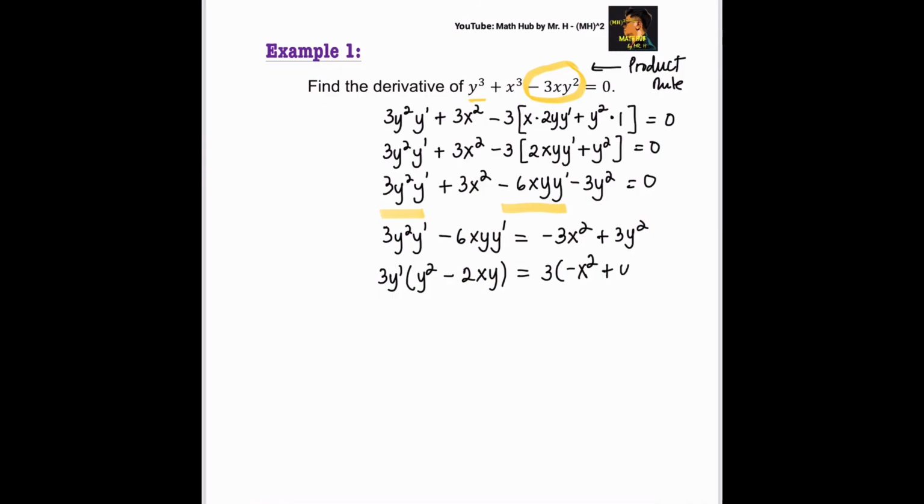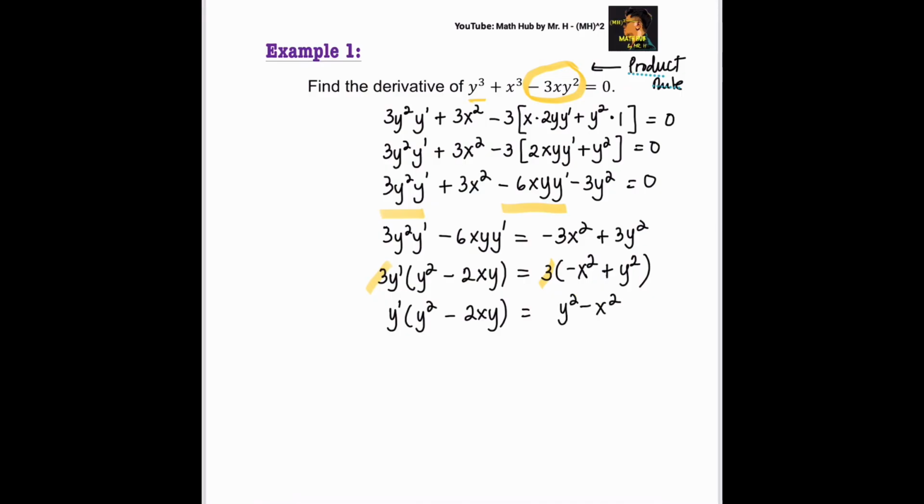And here, positive y squared. And as you can see here, we have 3 on the left and 3 on the right-hand side. So definitely that cancels out. And we're left with y prime, so y squared minus 2xy equals, let's say, y squared minus x squared.